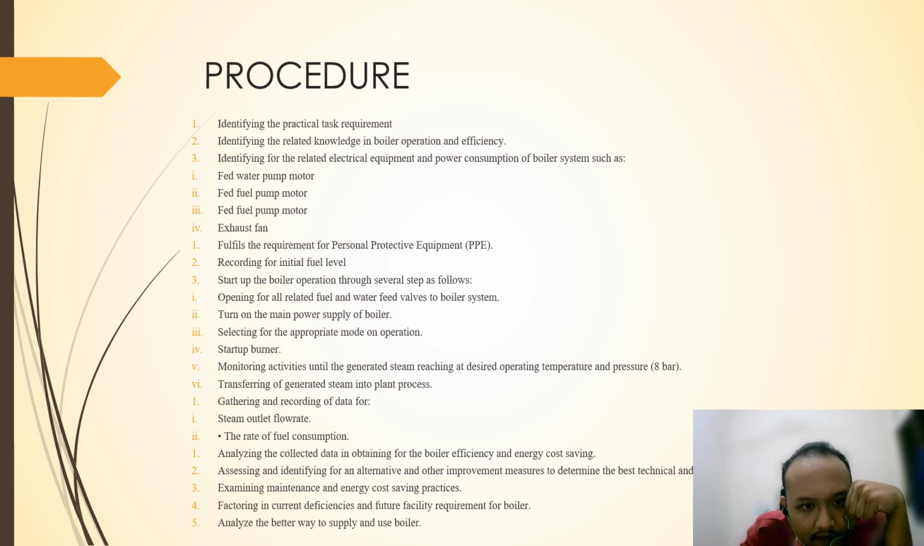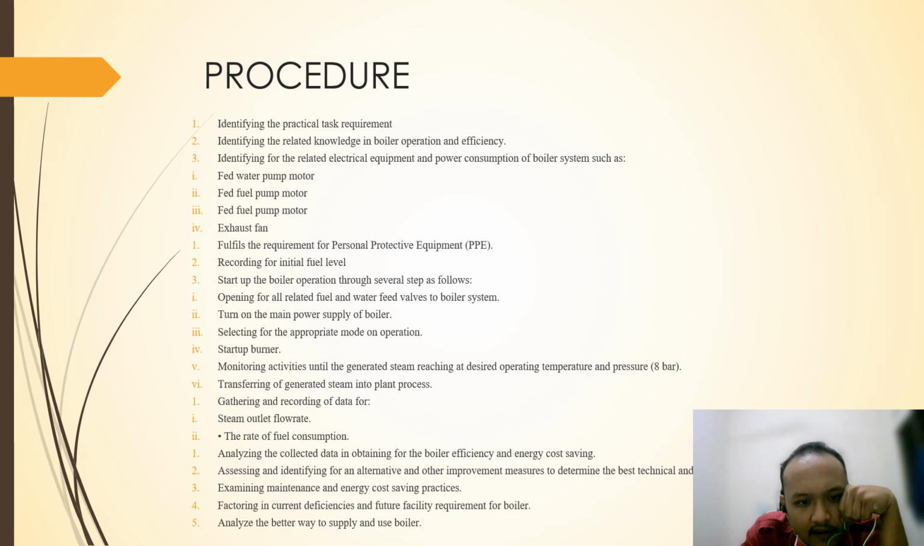First one is opening all related fuel and water feed valves of the boiler system, turn on main power supply of the boiler, select the appropriate mode of operation, start up burner, and monitor activities until the generated steam reaches the desired operating pressure, which is 8 bar, then transfer generated steam into plant process. After that, gather and record the data for steam outlet flow rate and fuel consumption.